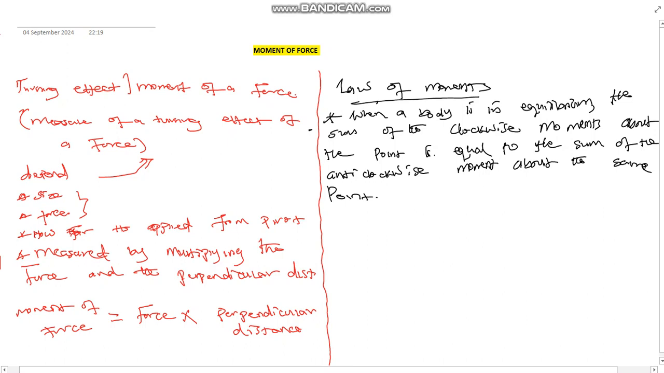Remember the formula for finding the moment. We have F1d1 equals F2d2. This is the simplified law of moments.